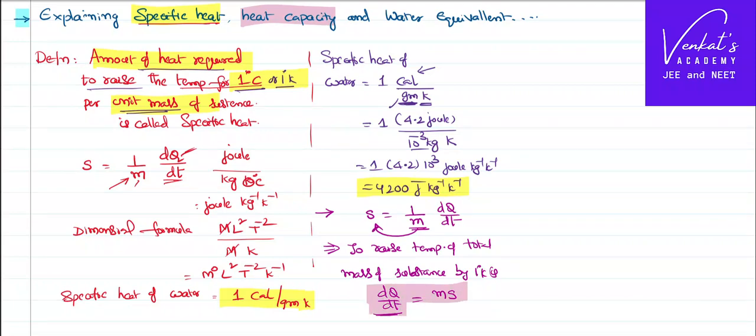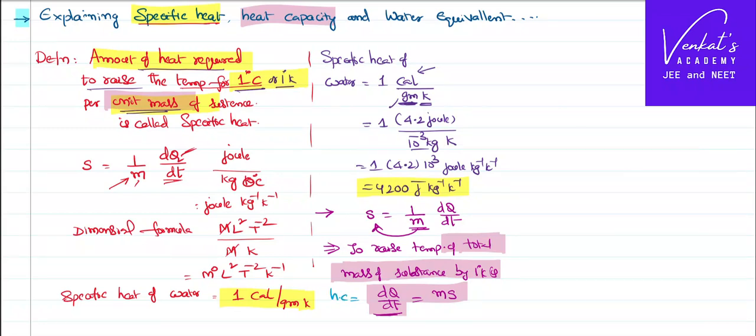That is the amount of heat required to raise the temperature of total mass of substance by 1 degree centigrade. I want you to observe carefully. Here, in specific heat, to raise the temperature of the unit mass of substance by 1 degree. Here, in heat capacity, to raise the temperature of total mass of substance by 1 degree. That's the only difference. So if I have to write, the unit of this is called heat capacity.